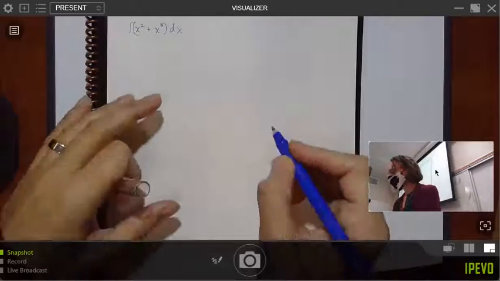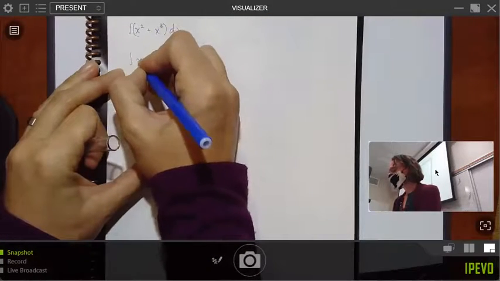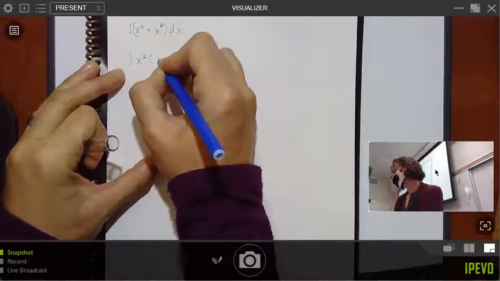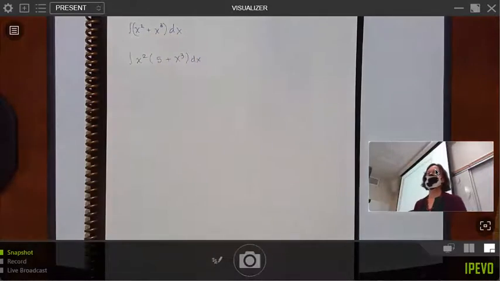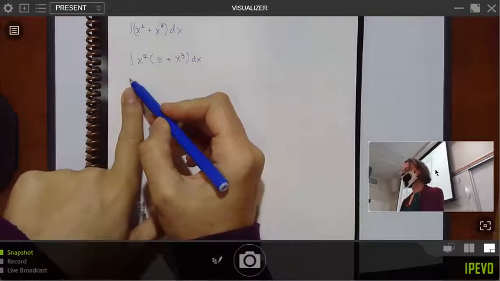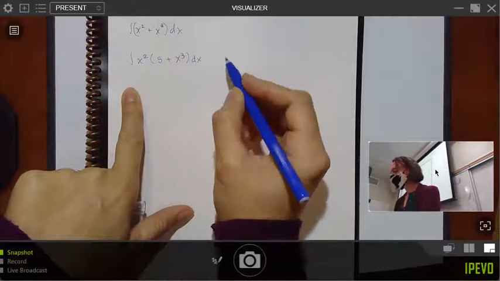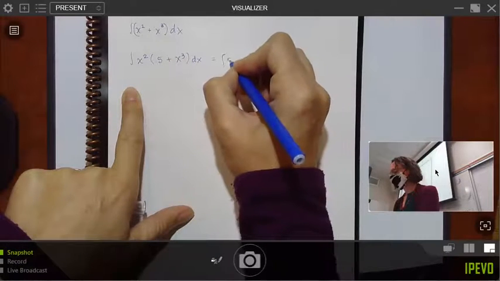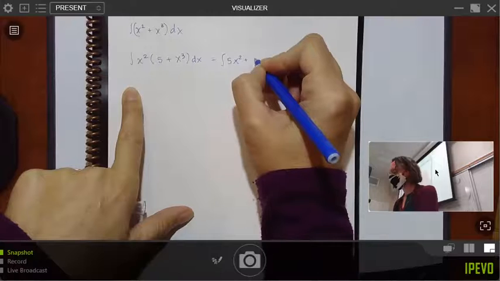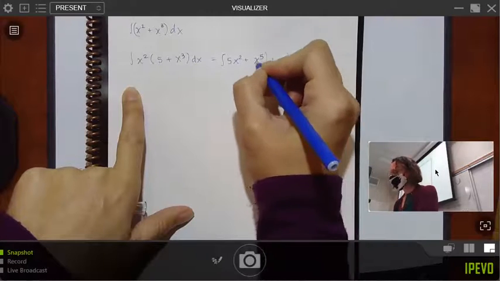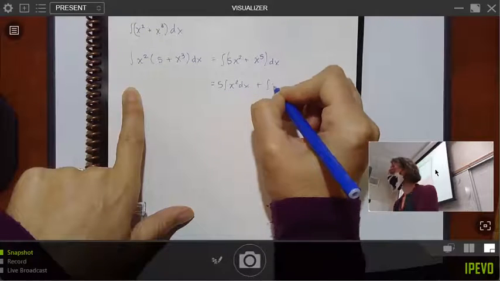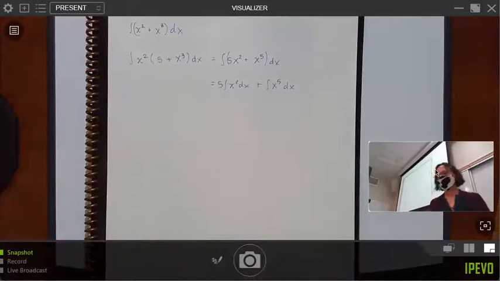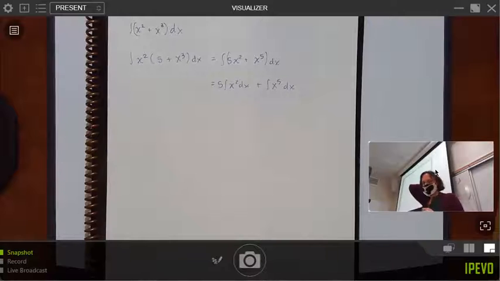So if this had looked like x squared times 5 plus x cubed, I cannot split that apart as the integral of x squared times the integral of garbage. But I could distribute that out and make that plus x to the 5th, and then break those up. That I can do. That is, in fact, how I would do that. Make sure the parentheses didn't negate that rule.